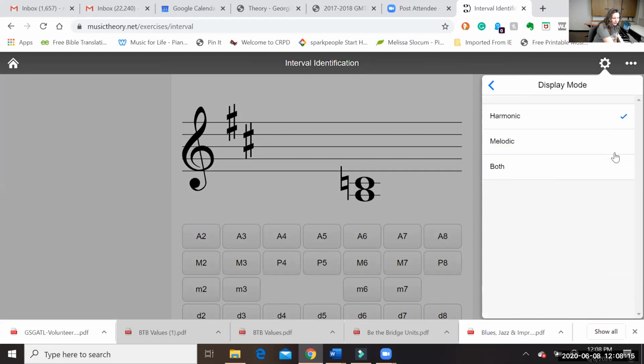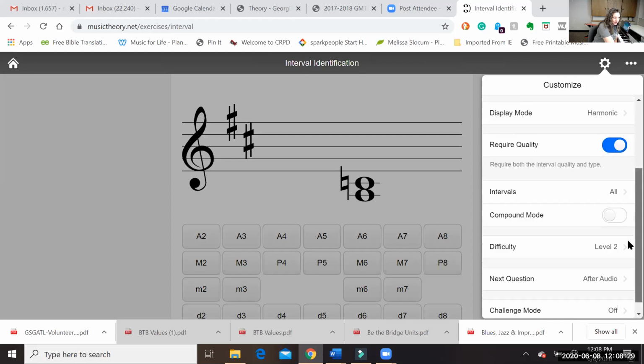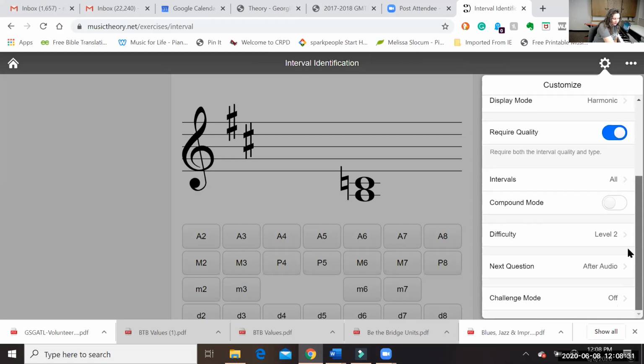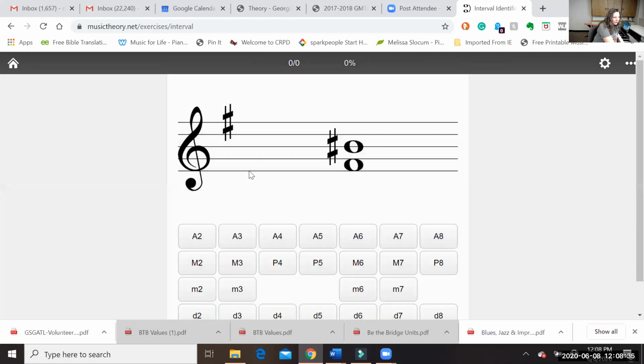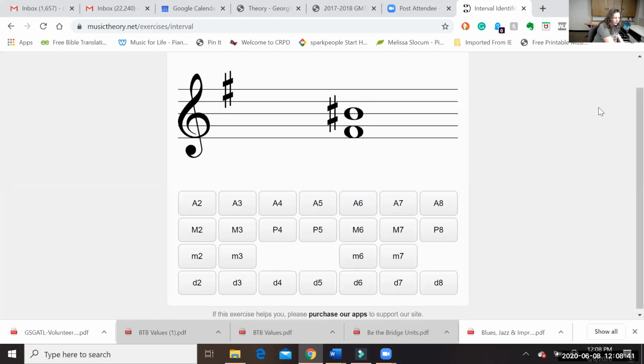You can change if you want it for your minor keys how you want it. I'm not going to change that right now. Require the quality, yes. You do need to know whether it's major, minor, or perfect. All intervals, and that's all we need. So I've changed my settings. Now this will change the exercise. Oh, we need to change one more thing.